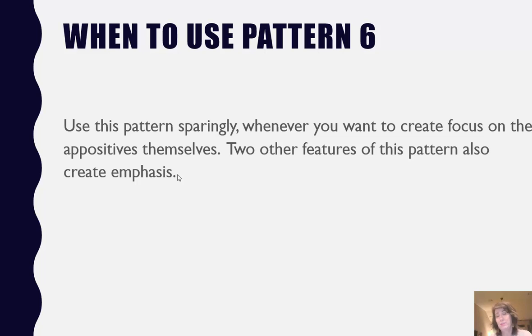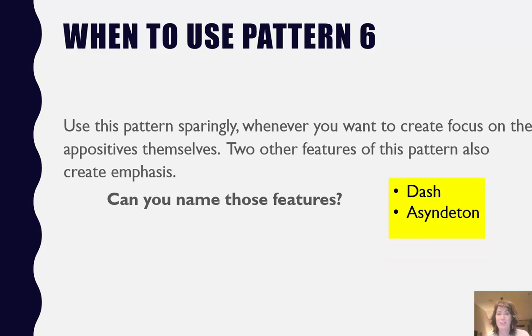There are 2 other features of this pattern that also create emphasis. Can you name those features? Very good. Hopefully you named that it uses a dash. That is the mark of punctuation that has the most emphasis right after the colon. It also uses asyndeton. Now remember, asyndeton is when you have a series and you leave out the conjunction between the last 2 items of the series.